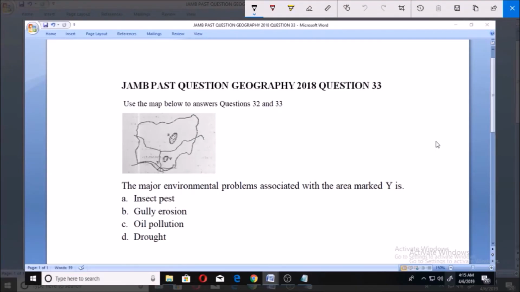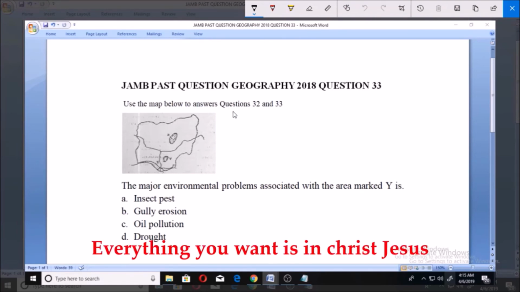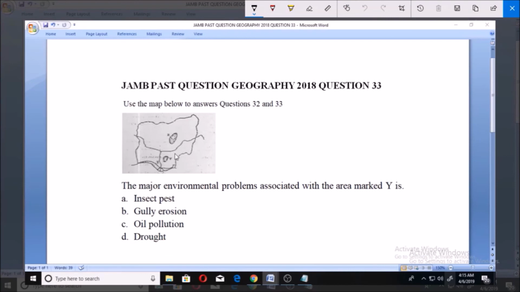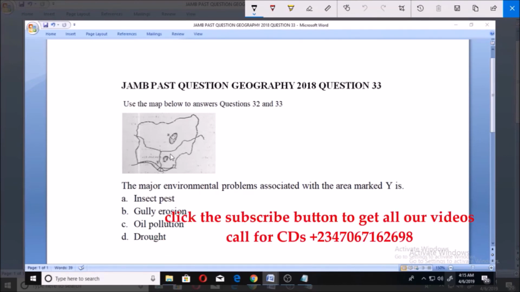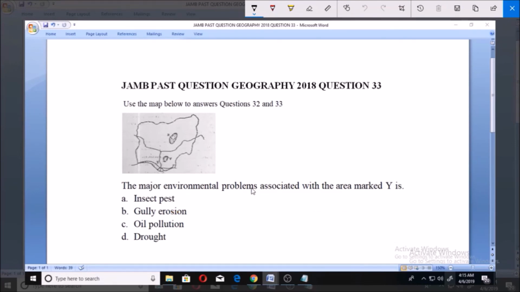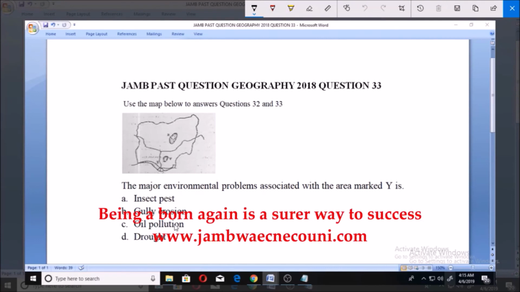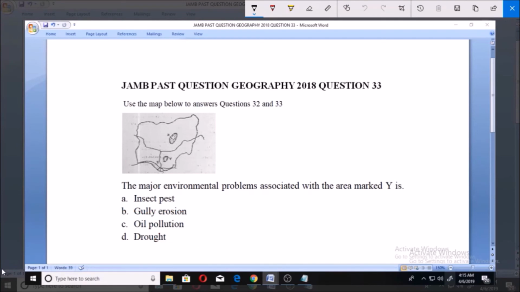Hello, welcome. Let's look at this JAMB past question, Geography 2018, question number 33. Use the map below to answer questions 32 and 33. This is the map of Nigeria with areas around the Nasarawa Plateau region as X, areas around Anambra and Enugu as Y, and some other area as Z. Now, the major environmental problem associated with the area marked Y is: A, insect pest; B, gully erosion; C, oil production; D, drought.